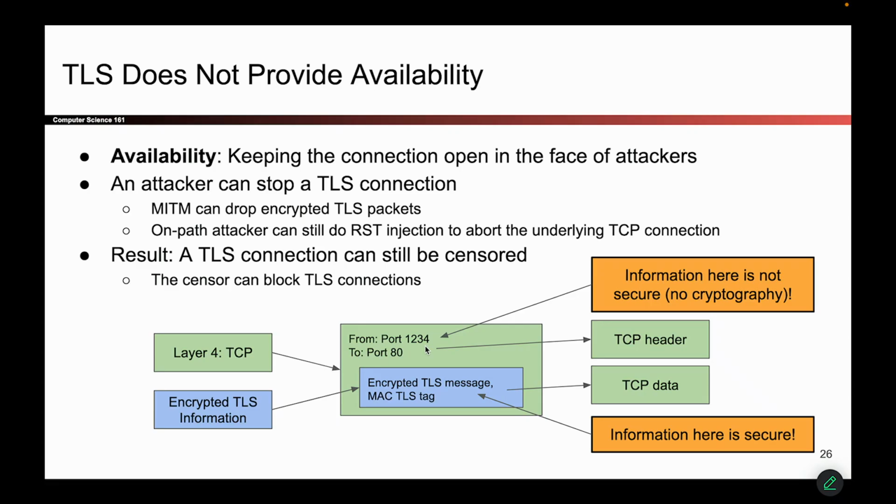So that means if someone wanted to do a reset injection, the reset flag is out here, and it's not encrypted. So even though the attacker can't mess with the stuff inside this blue TLS payload, they could still do a reset injection just by turning on a reset flag out here. So TLS doesn't provide availability for both of these reasons. And this does mean that TLS is vulnerable to censorship or attackers who want to stop your connection or stop a server from providing service.